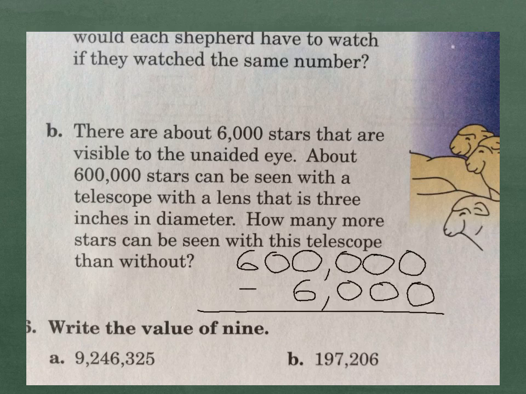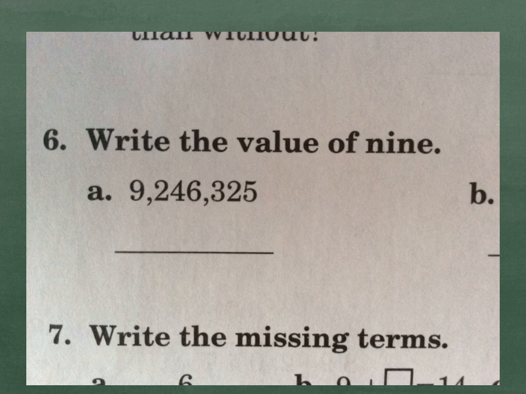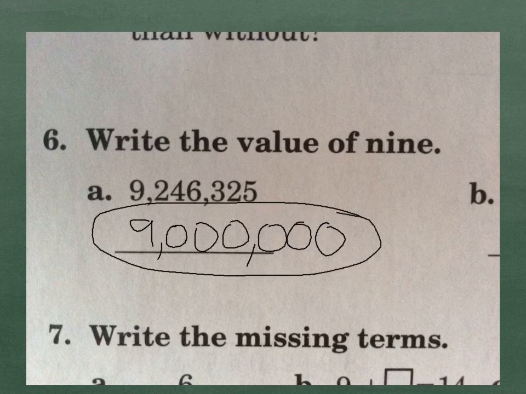Okay, number 6. 6 tells us to write the value of 9. So for 6A, the value of the 9 there is 9 million. So we'll write 9 million, just like this. 9 million is 9 and 6 zeros. Remember, your comma goes every 3 spots. So there's a comma there, and then 3 spots later, there's another comma there. 9 million, just like that.